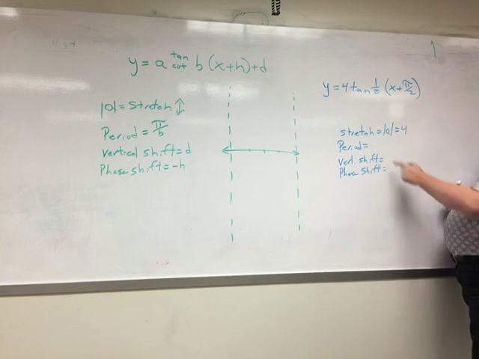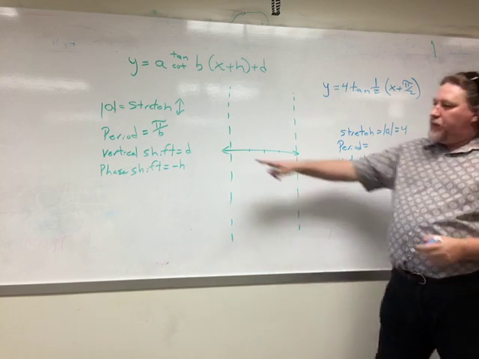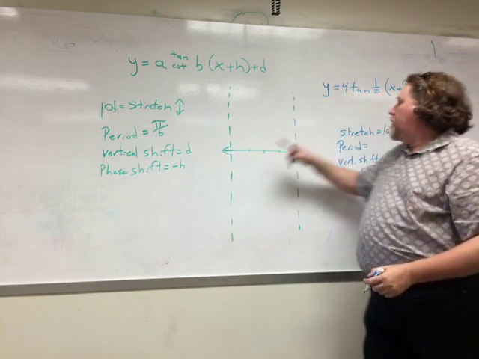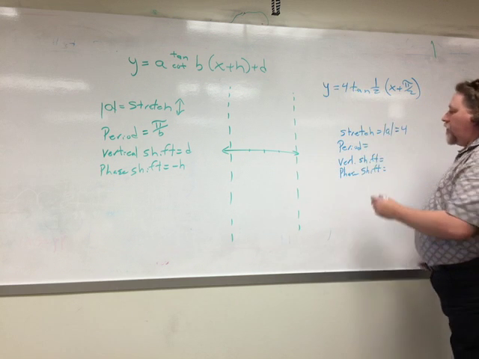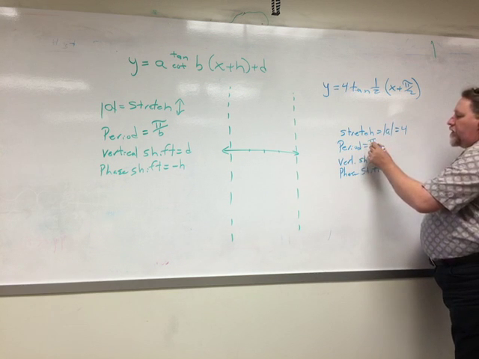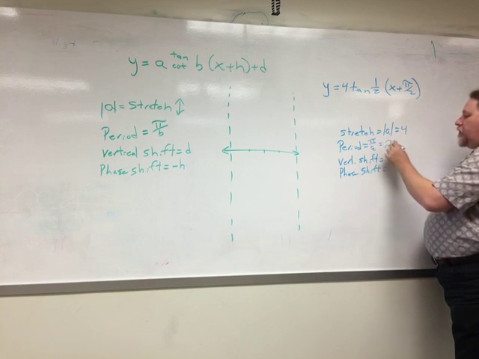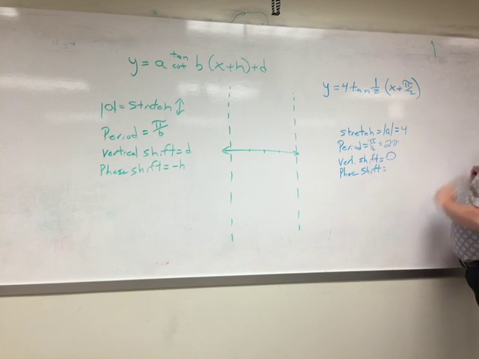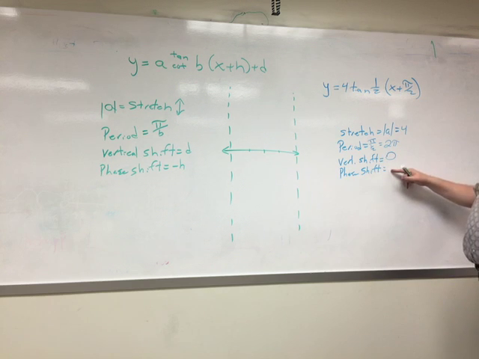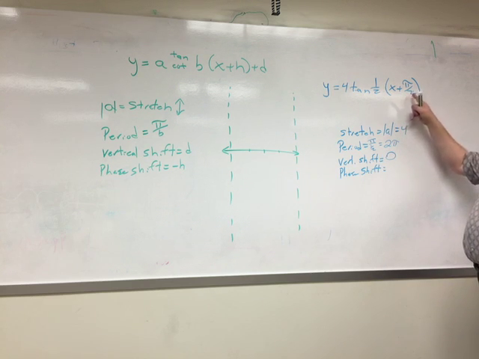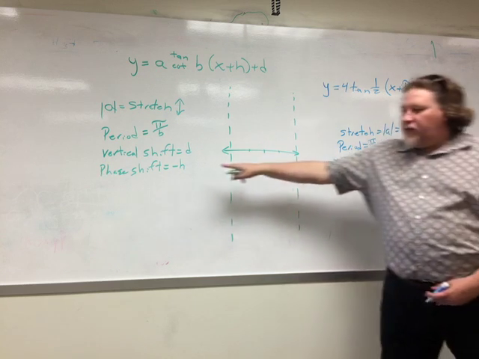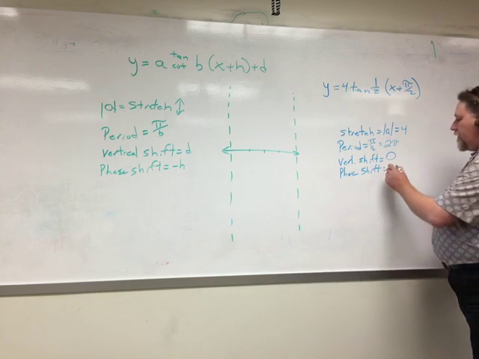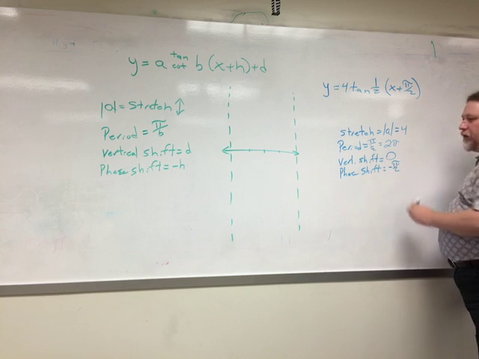My stretch is 4. My period is pi divided by B. B in this case is 1/2. So my period is pi divided by 1/2, which gives me 2 pi. Vertical shift, I have nothing at the end, so there is no vertical shift. Phase shift, I do have an H, which is pi over 2. Phase shift is the opposite, so my phase shift is negative pi over 2.